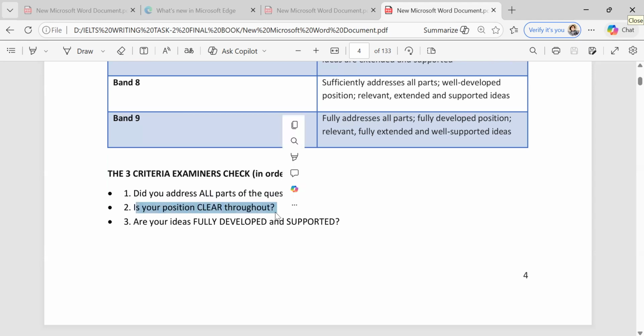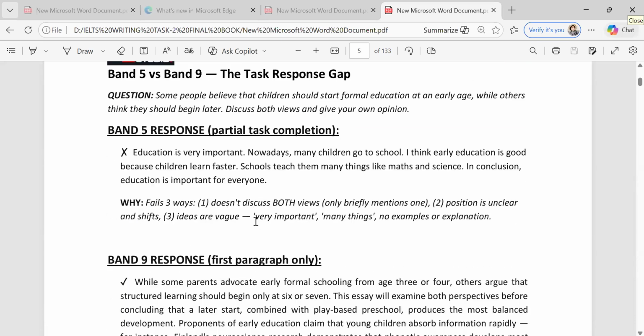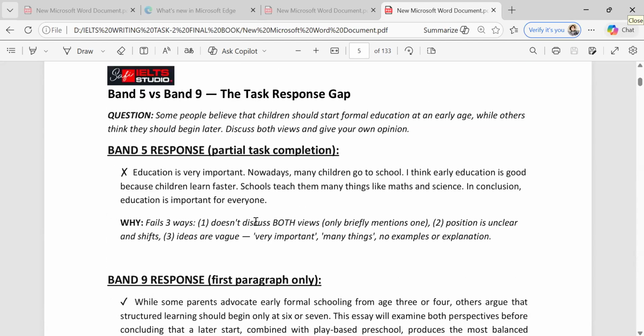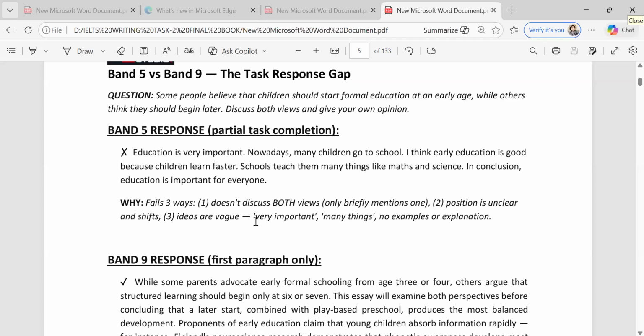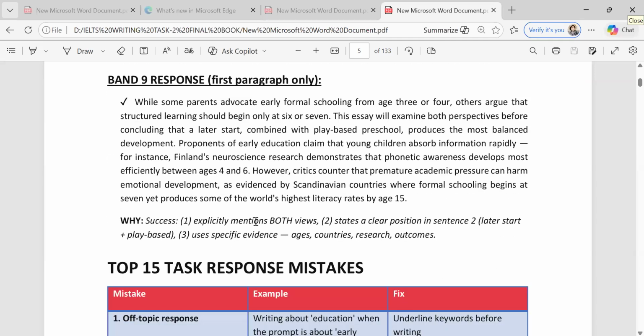We will talk about that in the thesis statement. And are your ideas fully developed or supported? For example, you presented one of the topics. So if you have written one of the topics, are your ideas fully developed? Like, have you just only mentioned names, or have you kept explaining and providing examples, etc.? So this is what the examiner is looking at, and then there is a difference between band 5 and band 9 task response. Clear? What is the gap? If you go through, you will understand.